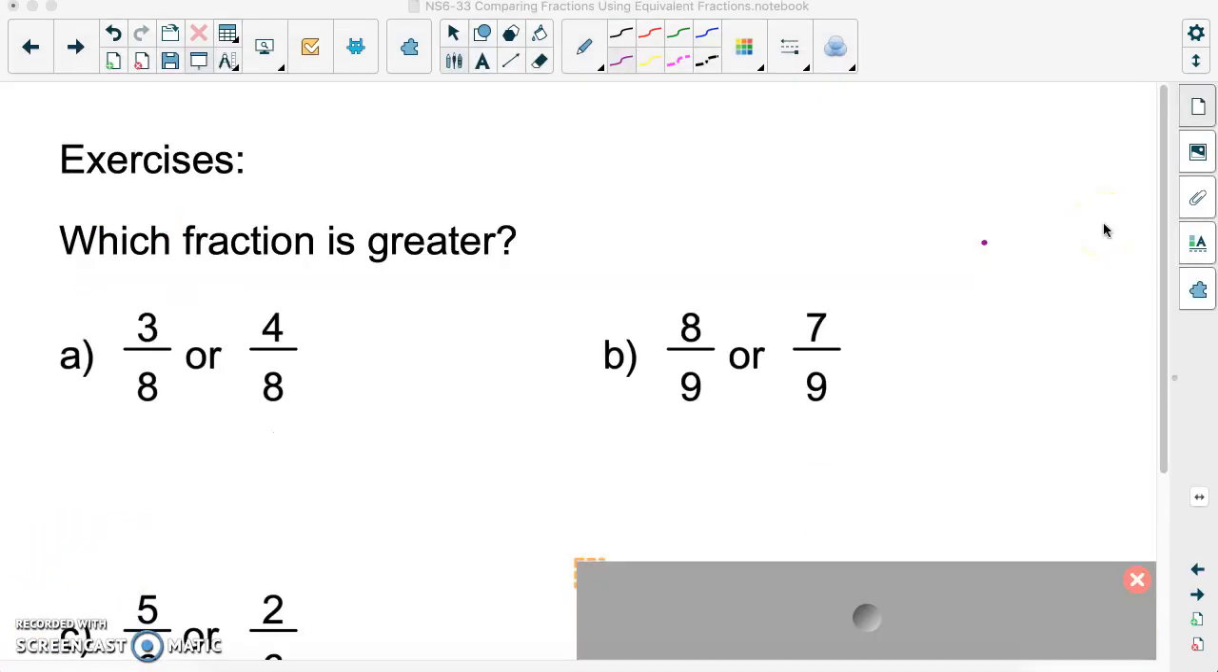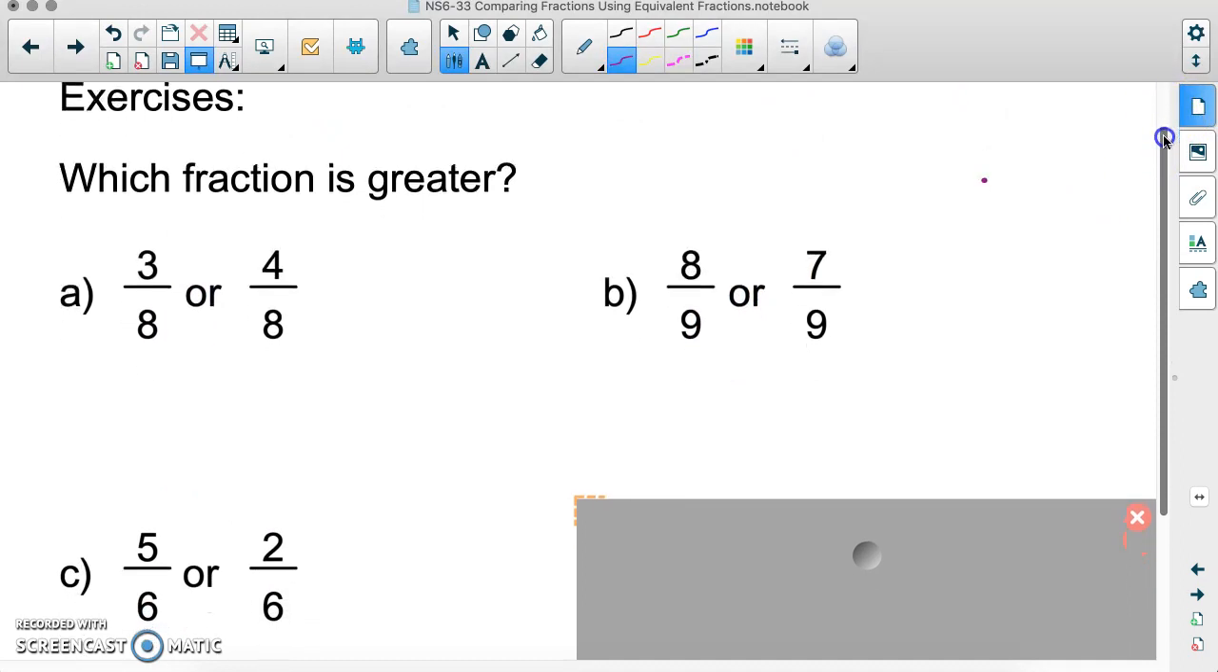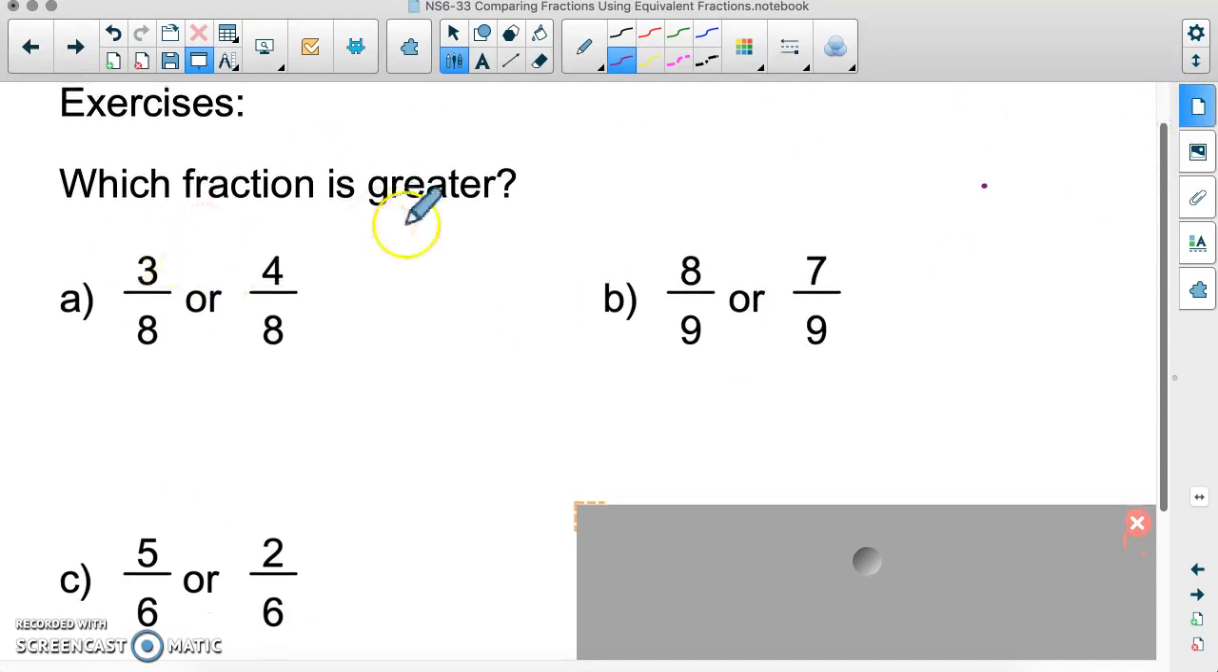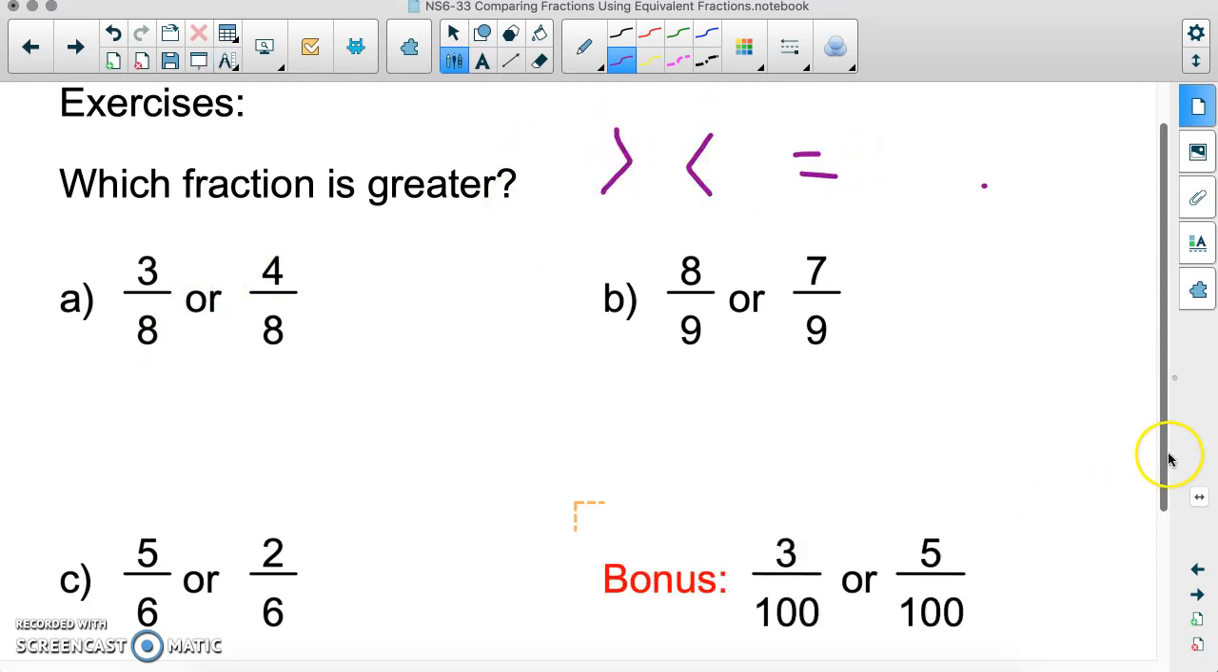Here is another set of exercises to complete on your whiteboard. This time you don't have the fraction tiles on your screen, but you do have them in front of you if you printed your model notes out, and you're welcome to use them. On your whiteboard, you're going to write the two fractions, and replace the sign with either greater than, less than, or equals to. There is also a bonus down below. When you're done completing these 4, you're going to resume your screencast.